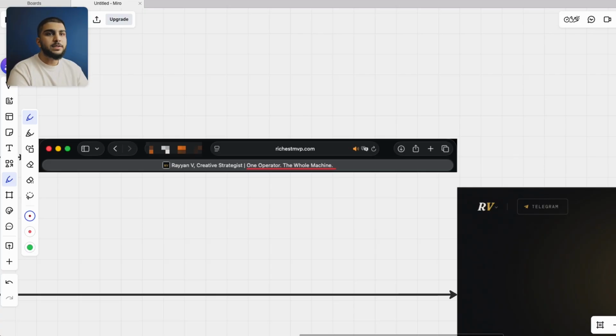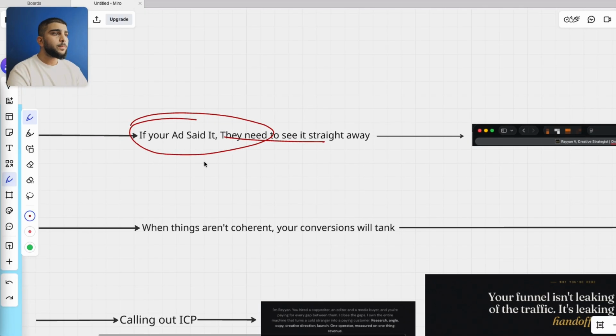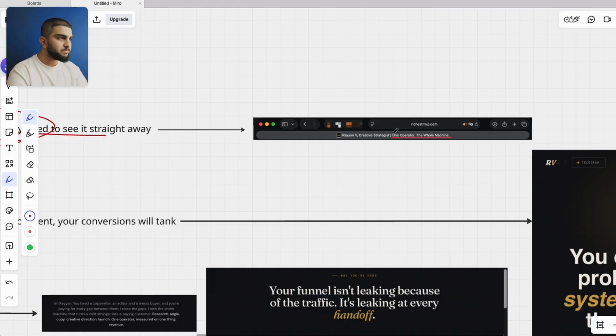The visitor arrives with a specific frame in their head. The page either confirms that frame or shatters it. There's no middle ground. Even subtle mismatches will kill it. If your ad said this is specifically for agency owners making their first 5K a month and your page says entrepreneurs and business owners, you've just widened the net and weakened your message. So a good example of this is, as I've just said, if your ad said it, they need to see it straight away. They see it there.